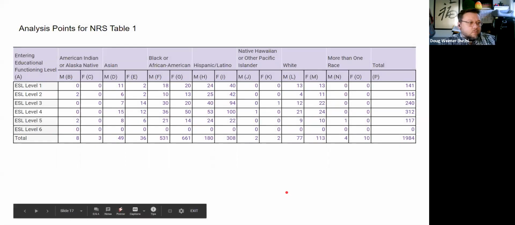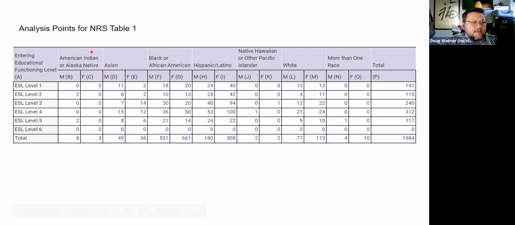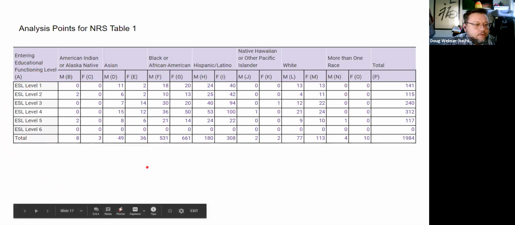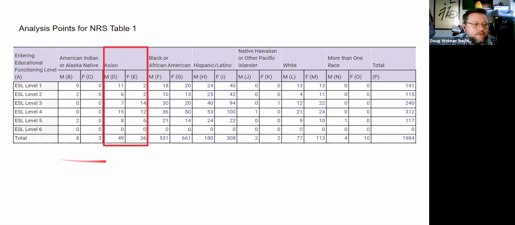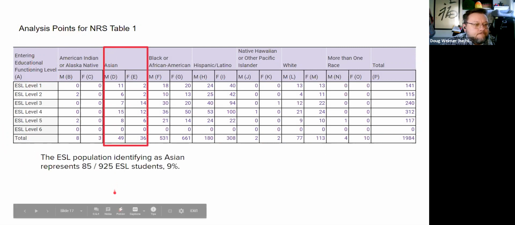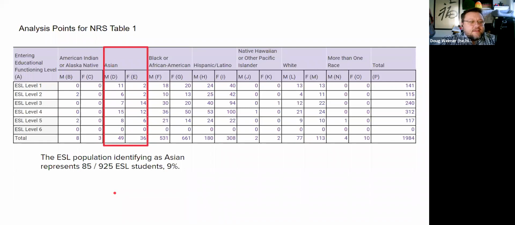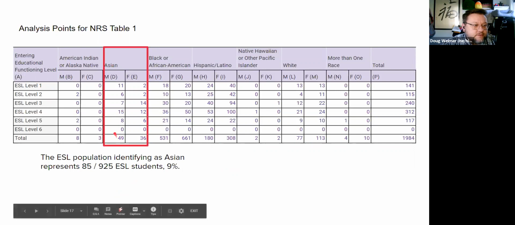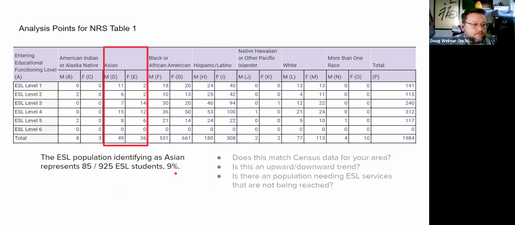So let's go back to table 1. Remember, table 1 shows you the EFL level, and it shows you their ethnicity and their sex. I've cut the table down a little bit so it's easier to read. So this is just the ESL section of our table. Let's look at the Asian section of the ESL population. Under this table, we see that the ESL population that identifies as Asian represents 85 students, that's 49 to 36, out of 925 ESL students, which is about 9%.